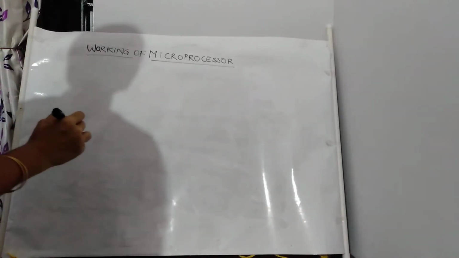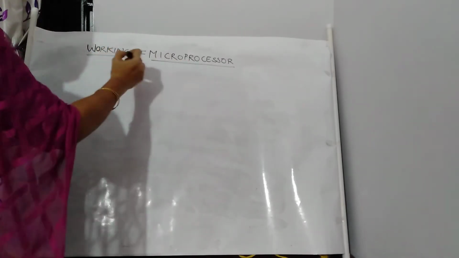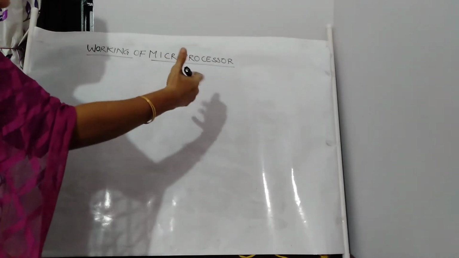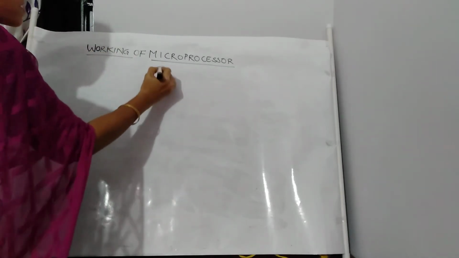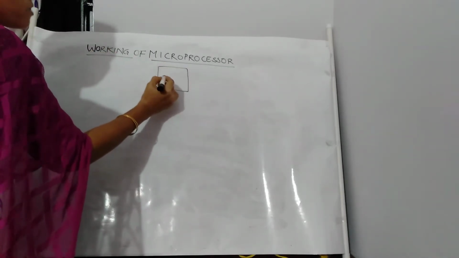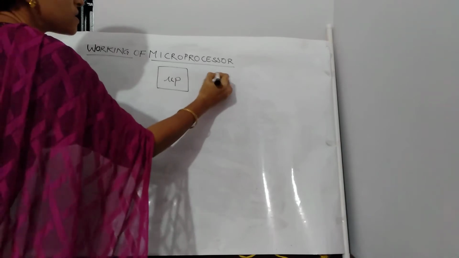Okay students, let us now consider the working of microprocessor. Actually this is the basic thing which we have to know before we go to the programming of microcontrollers. Now let us consider the microprocessor. So we have MUP, we usually denote it as MUP or microprocessor. Let us consider memory.